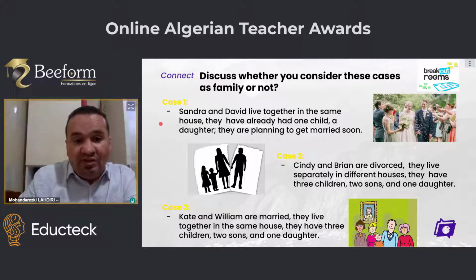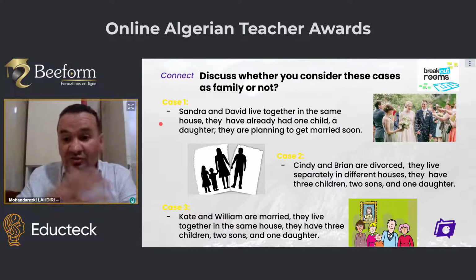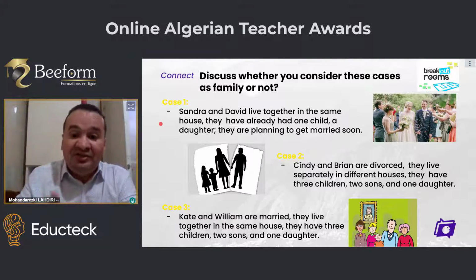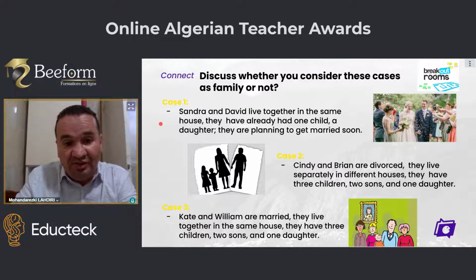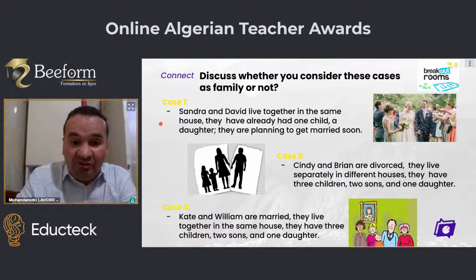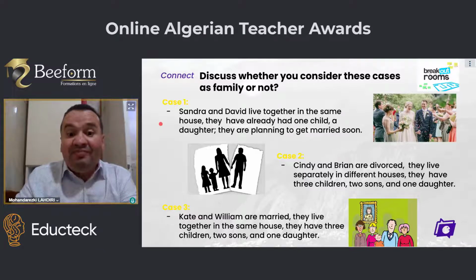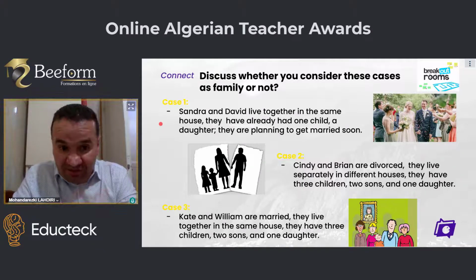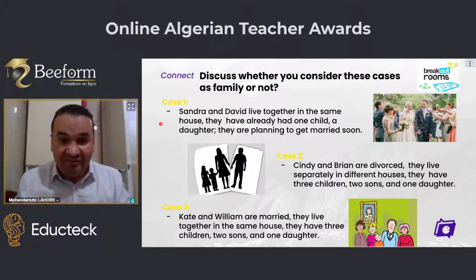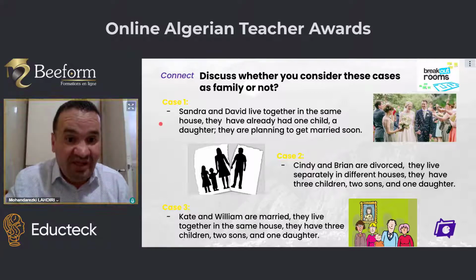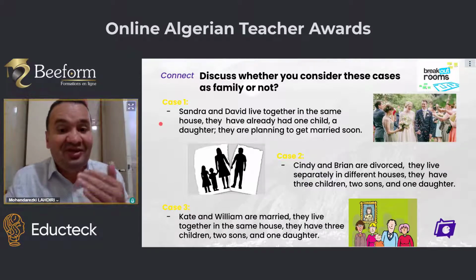And of course here, if you were real students just watching me, I would ask you to read the first case, and then all the students and yourself, you will answer and decide whether you consider this as a family or not. So the first case is Sandra and David live together in the same house. They have already one daughter. They are planning to get married. I repeat again. Sandra and David live together in the same house. They have already had one daughter. And they are planning to get married. Here they had a daughter before marriage. And they are planning to get married.